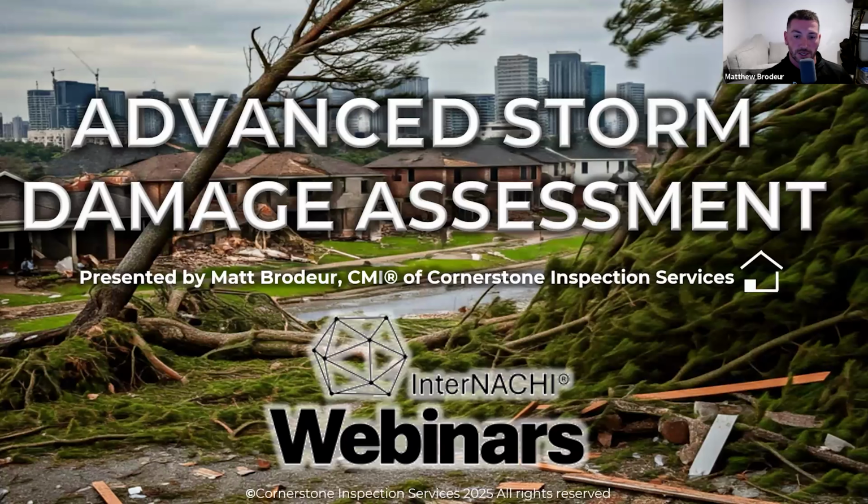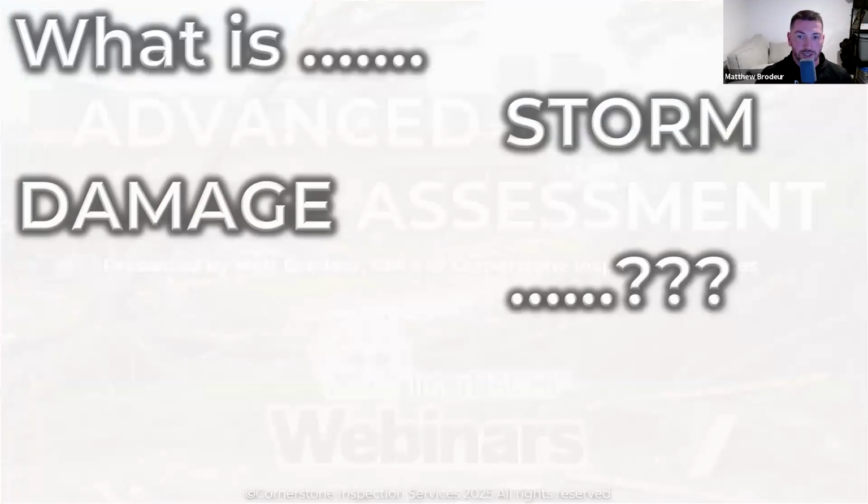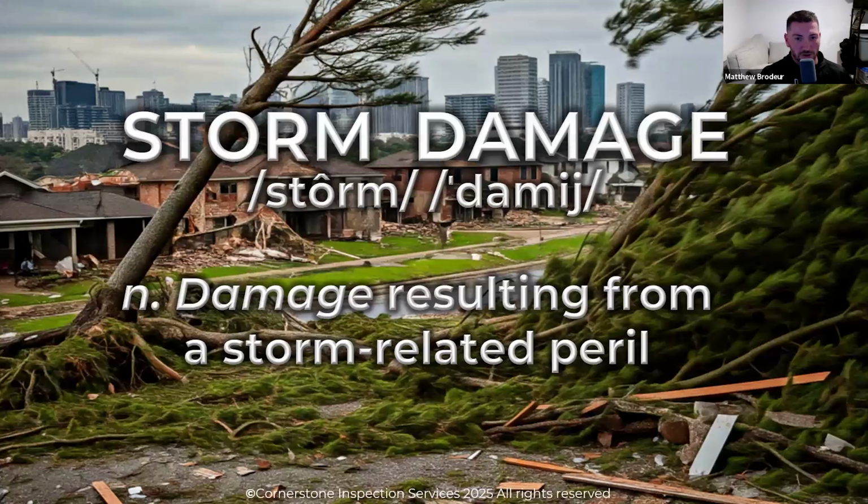Like I said, in the insurance restoration industry, how we define words is really, really important. So what is storm damage? Of course, it's damage caused by a storm, right? But damage is kind of a tricky word that there's a big debate over in the insurance restoration business, and we'll talk about that a little bit tonight. But storm damage is damage resulting from a storm-related peril, right?